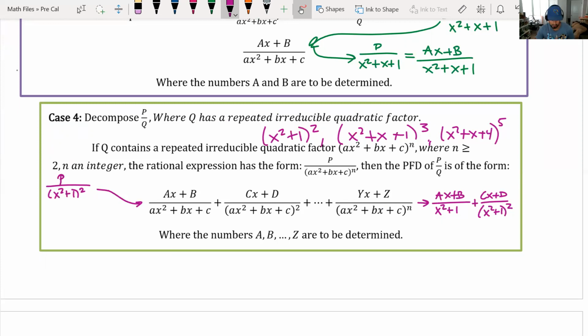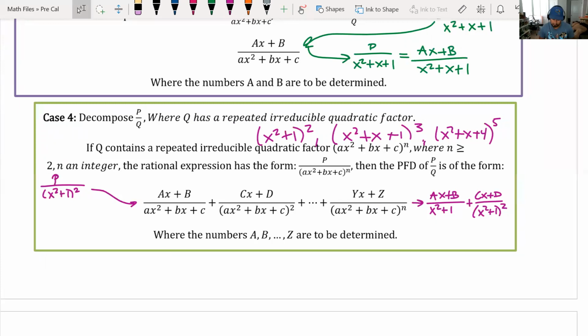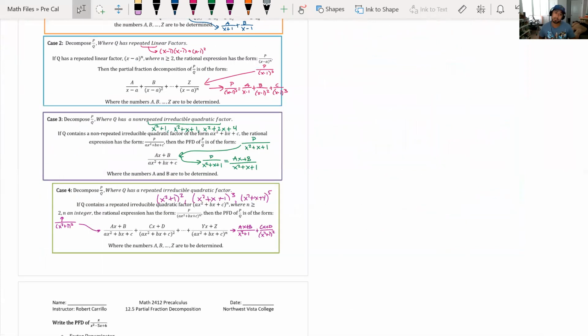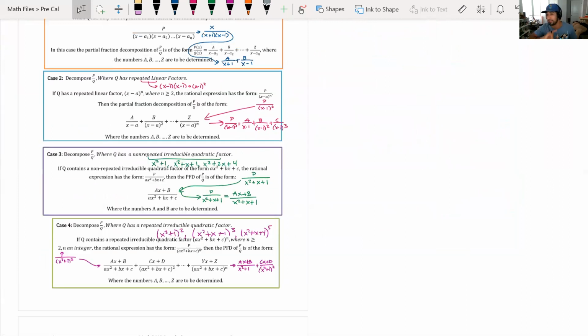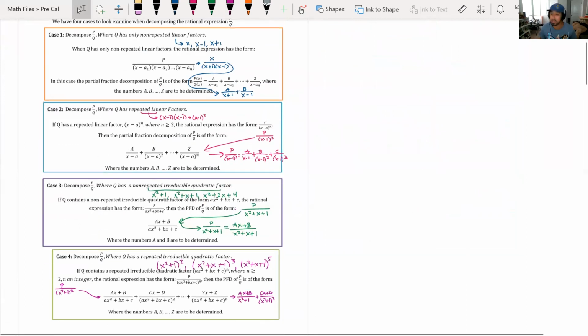Those are the cases. And that's how you break it down. So now let's start our examples and figure out what cases to use. And yes, cases can be combined. You can have a case 1 and a case 3. You can have a case 1 and a case 2. You can have a case 1 and a case 4. You can have a case 1, 2, 3, 4. You can use all cases together.